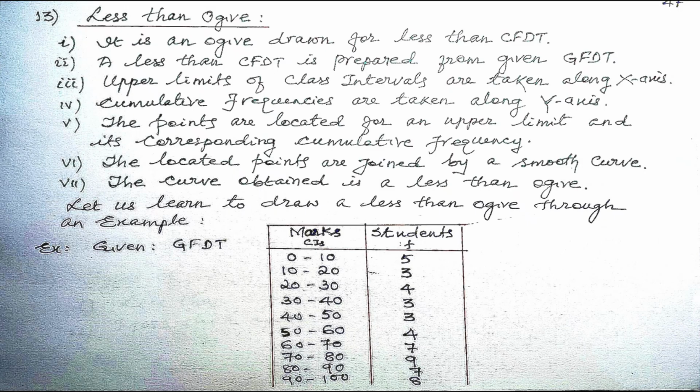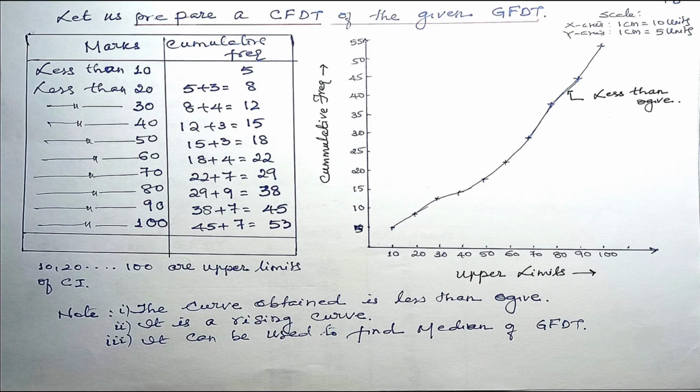Now, we are given a GFDT here. So, this is a GFDT. The marks, the class intervals are given and the frequencies are given. Therefore, this is a grouped frequency distribution table. Now, we have to prepare CFDT, and that too we have to prepare a less than CFDT because we are going to draw a less than ogive.